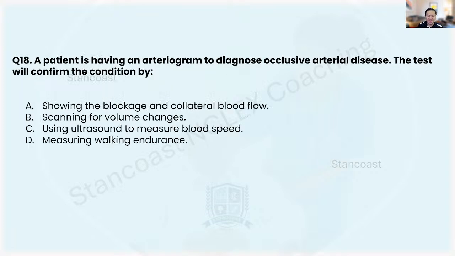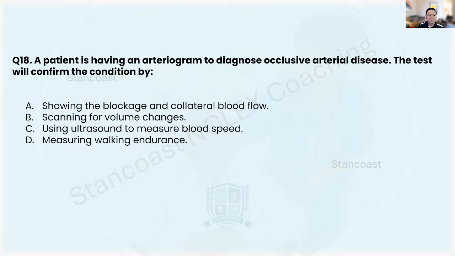A patient is having arteriogram to diagnose occlusive arterial disease. The test will confirm the condition by, is it A, showing the blockage and collateral blood flow, B, scanning for volume changes, C, using ultrasound to measure blood speed or the velocity, D, measuring walking endurance.